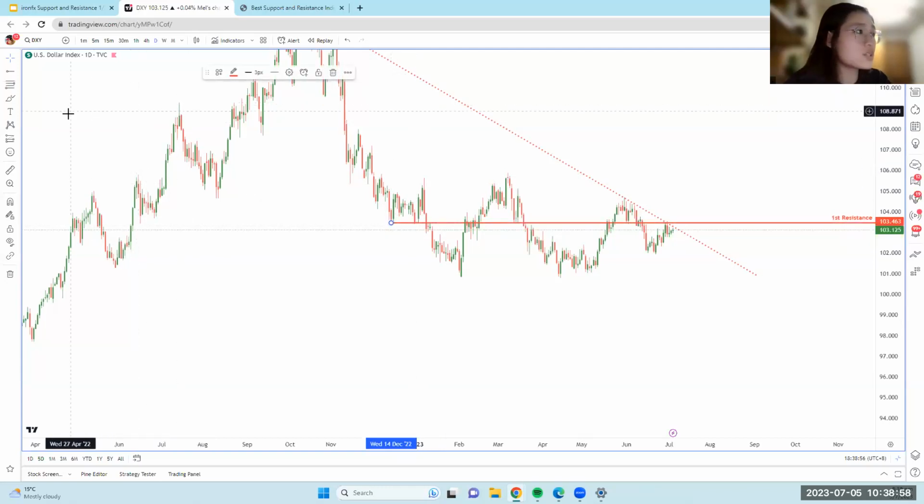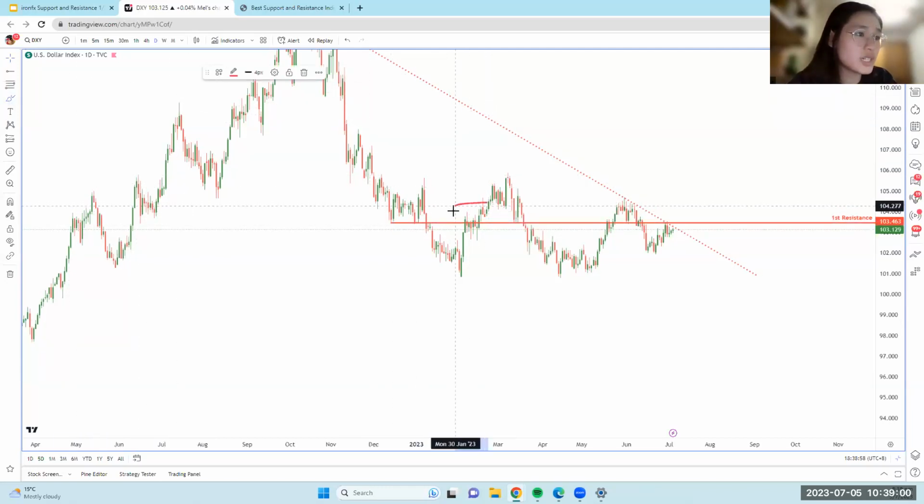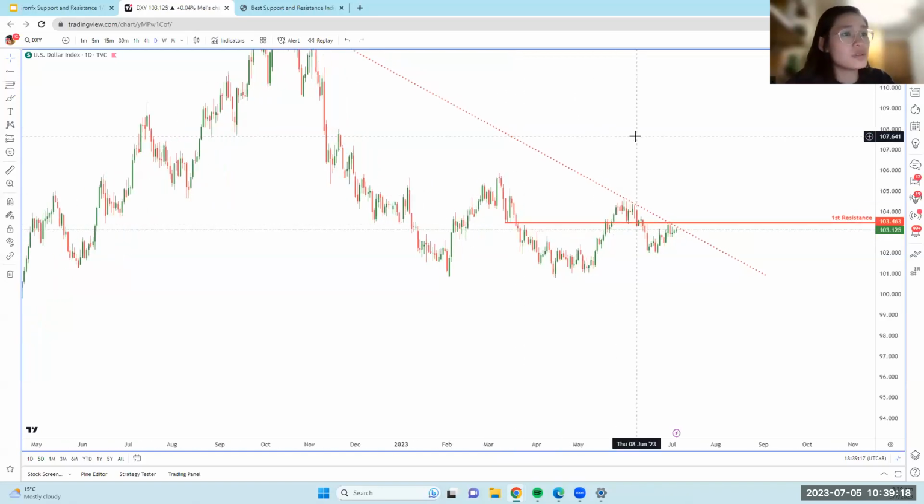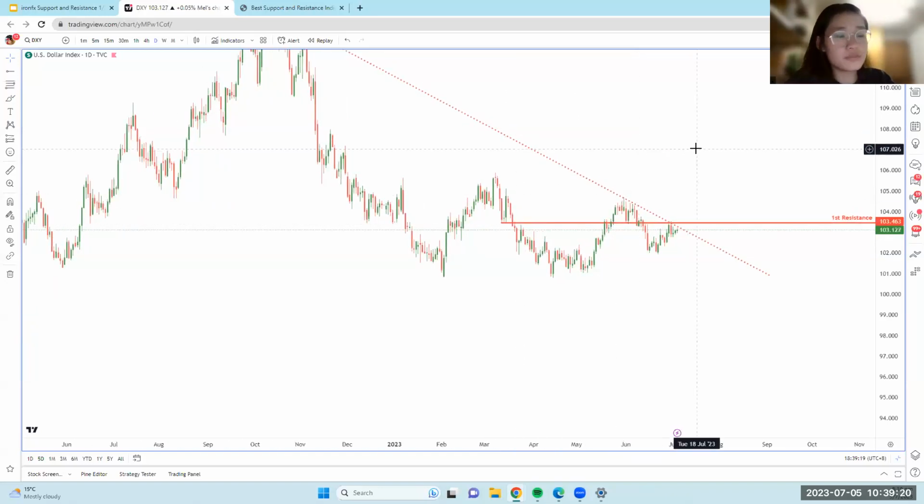Here's an example. Over here, I'm cutting way too many candlesticks, so I'm not going to put it there. I'm going to put it over here instead. Okay, here's our first resistance.